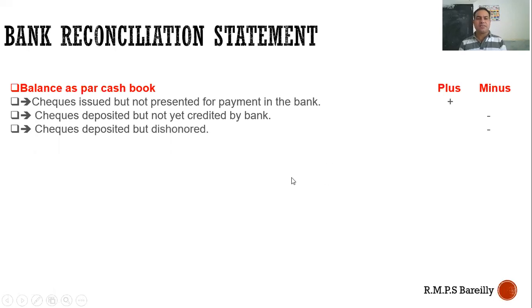Next, check deposited but dishonored. We have deposited a check, so we have made a plus in the cash book, but it is dishonored, so it is not plus in the bank, so we will minus it.